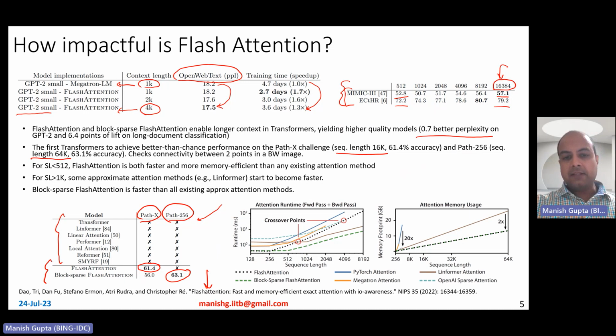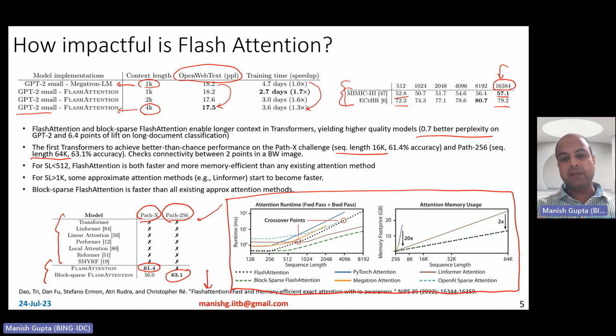Now, here is a comparison of flash attention with other forms of attention that have been proposed. For example, PyTorch attention, Megatron attention, Linformer attention, OpenAI sparse attention, these four different methods. The left plot shows you runtime, the right plot shows you memory footprint. What you observe is that for max sequence lengths less than 512, flash attention is both faster as well as more memory efficient than any other existing attention method. Flash attention is this dotted black line, as you see, right?